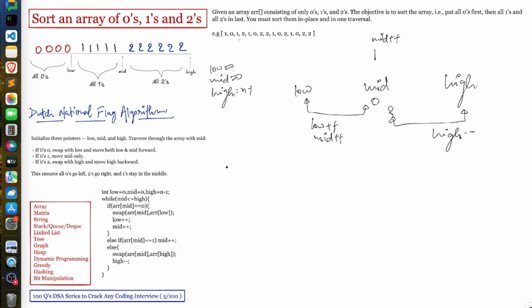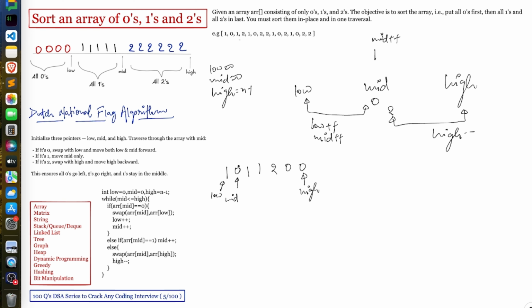So let's take a test case 1 0 1 1 2 0 0. So initially both low and mid would be pointing to the first index. So this is my low and this is my mid. Both are pointing to the first index, and high is pointing to the last index, right? So since the value at index mid, ARR of mid, is equal to 1, what you do, mid plus plus, right? So once you do mid plus plus, your mid would be pointing to here, right?